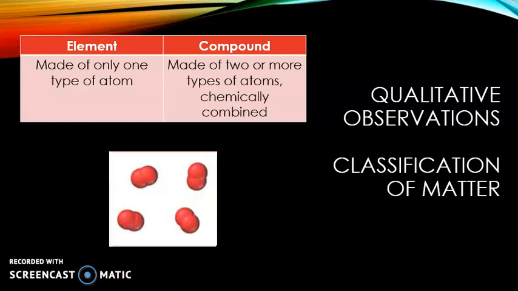And then finally, one more kind of challenge picture. Now this is only made of one type of atom. It's not two or more. However, they are chemically combined, and that's okay. We would still call this an element. Now, there are only very specific elements on the periodic table that will do this, and we'll learn a little bit more about them in the next chapter.